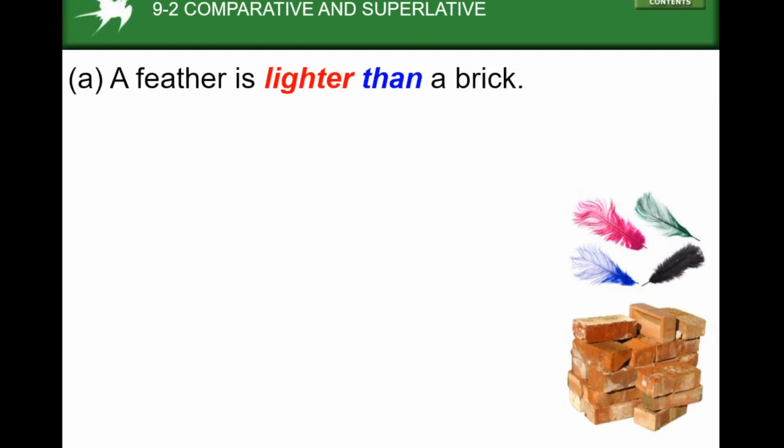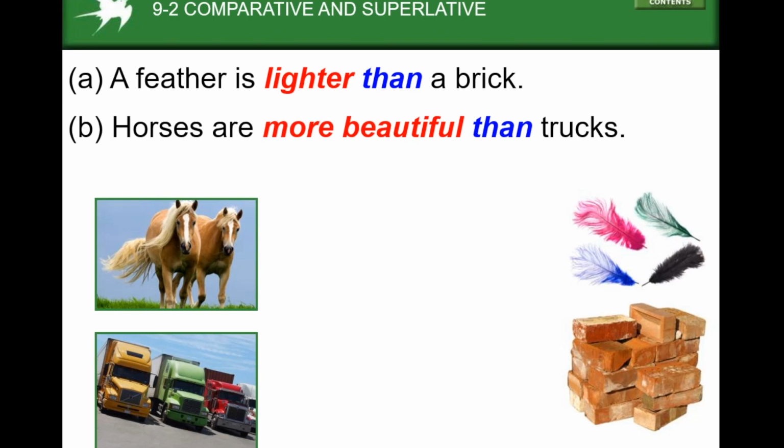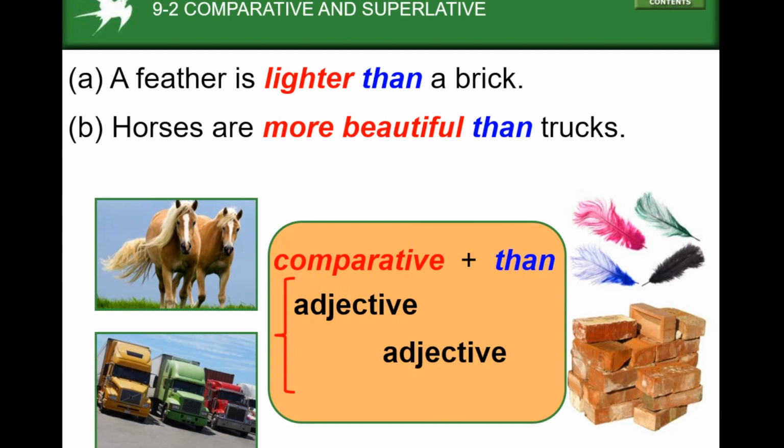Page 233. Let's take a look at more examples. A feather is lighter than a brick. Horses are more beautiful than trucks. Here, please notice that a comparative is followed by than. And we form comparative adjectives by adding er or more.